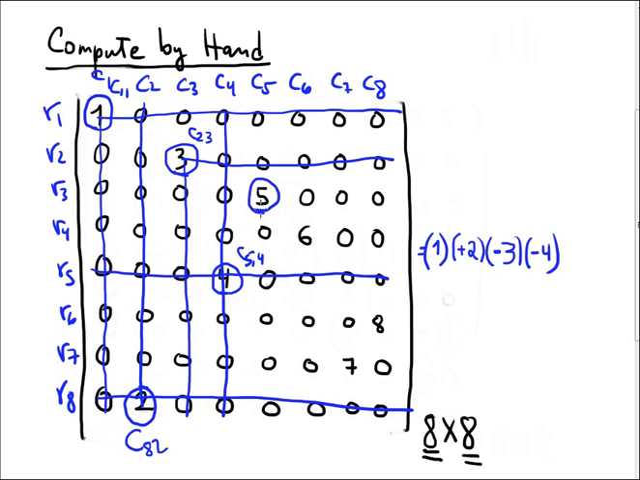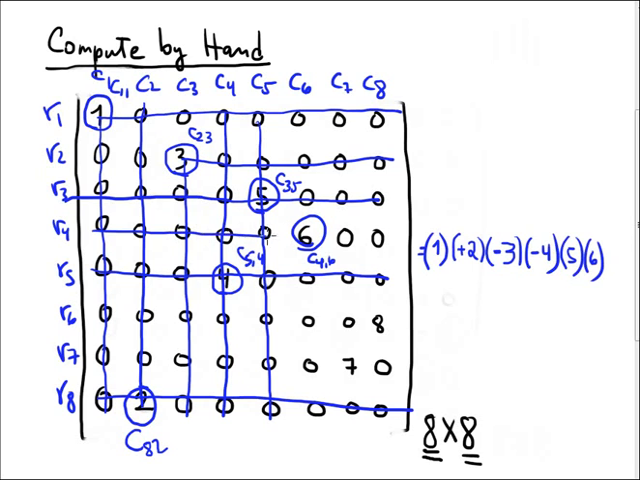Now the next guy is 5. The position of 5 is 3, 5. 3 plus 5 is 8, que es an even number, it's positive. And you delete this row and this column. Okay, the last is 6. And the position of the 6 is 4, 6. And 4 plus 6 is 10. It's even, so it's positive 6. Okay, let's delete this and delete that.